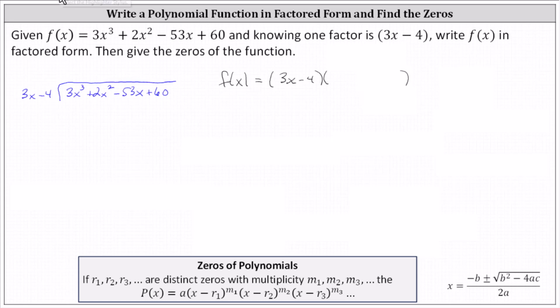And now to start, we focus only on the first term of the divisor and the first term of the dividend of 3x cubed. We need to determine what times 3x will give us 3x cubed, which is x squared. And if we need to, we can always divide 3x cubed by 3x to determine x squared. Now we multiply x squared times the divisor, which gives us 3x cubed minus 4x squared. Now remember, we subtract, but instead of subtracting, we will add the opposite. So we can change this to addition as long as we change the sign of the terms inside the parentheses, giving us negative 3x cubed plus 4x squared.